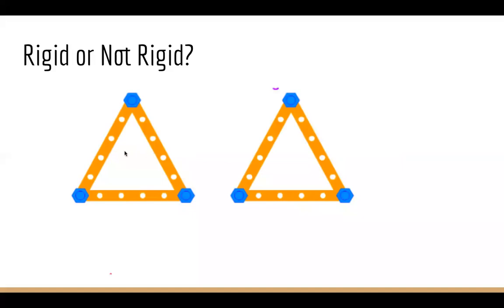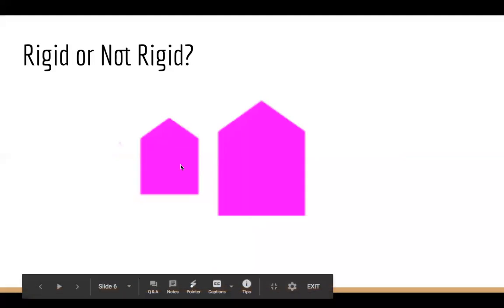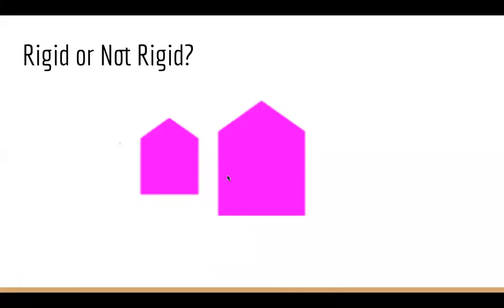How about here? This triangle moved from here to here. Does it change in shape or size? It does not. So it is a rigid motion. How about in here? It's exactly the same shape, but look at the size. This is bigger than this. So this is not a rigid motion.